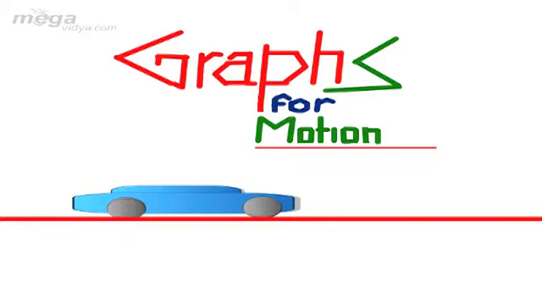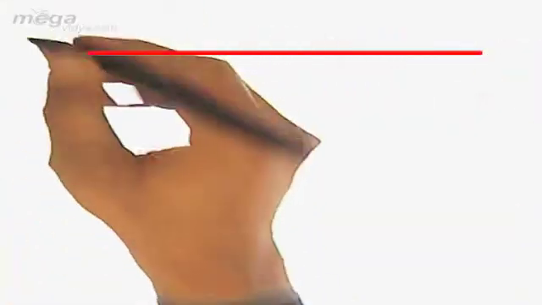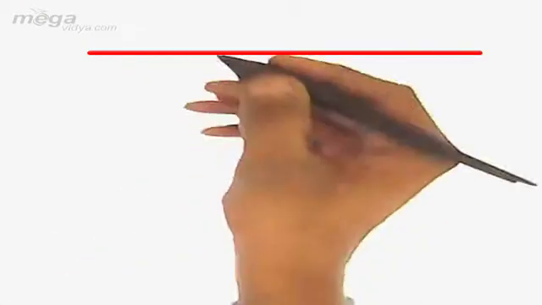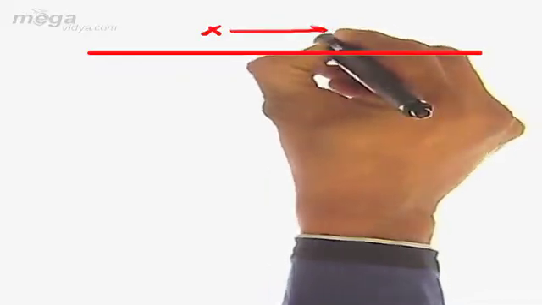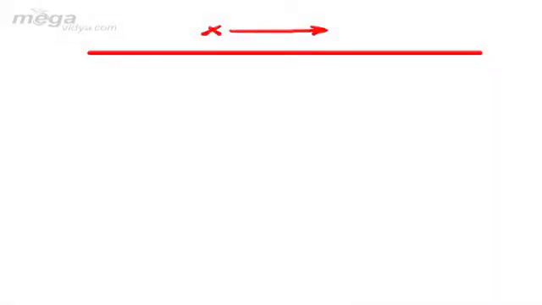Just come to the point. So let us start in a very simple way. Consider a particle which is moving along this line. Say we are marking here x to be positive. Along this direction we will call it positive x direction.